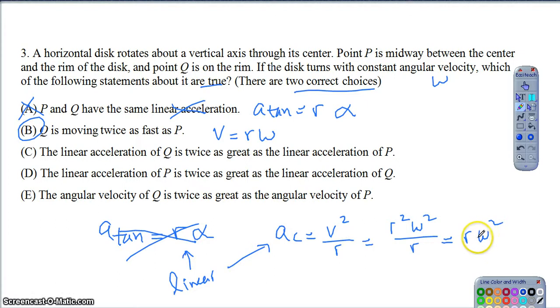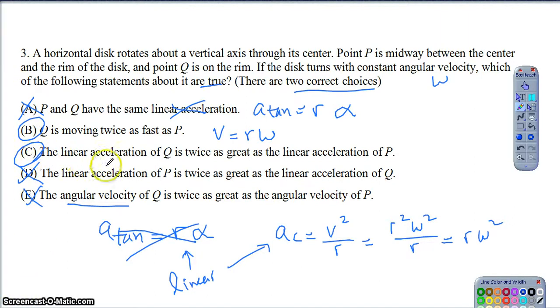And since the radius to point Q again is twice as much, but they have the same angular velocity, then point Q is going to have twice as great a linear acceleration as point P. So option C is the other correct option there for us. Okay, so obviously then D I can rule out. P is not twice as great as Q. And then the angular velocity, well, the angular velocity they told us is the same, so obviously E is not the correct choice. So question 3, probably a little bit trickier.